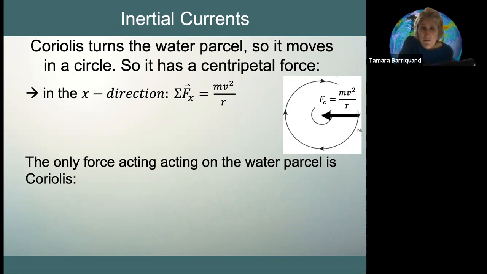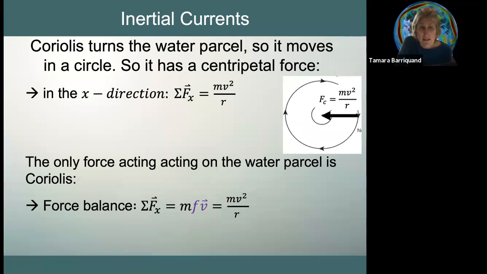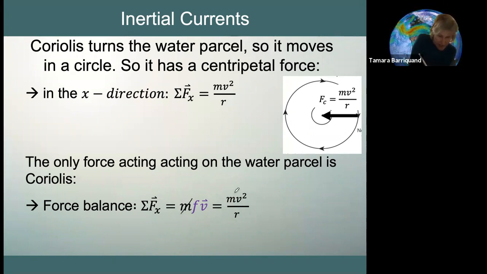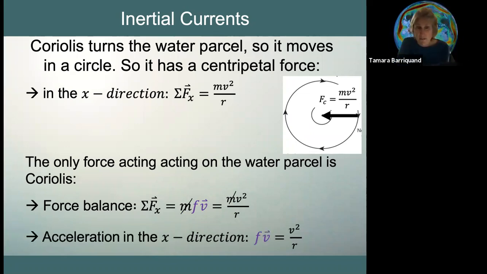Since the only force acting on the water parcel is Coriolis, our force balance tells us that the sum of the forces in the x direction is just Coriolis. So it's the mass times f times v, that's Coriolis. And that must be equal to the centripetal force, mass times v squared over r. Now we can divide through by the mass, and that gives us the acceleration in the x direction: fv equals v squared over r.